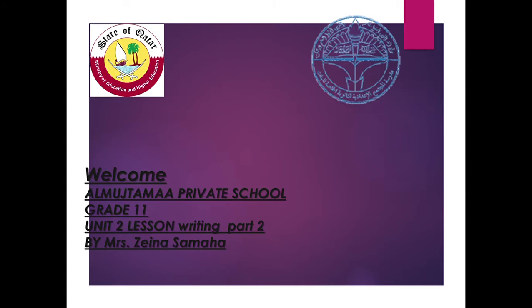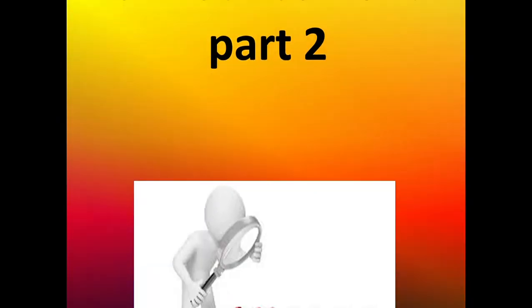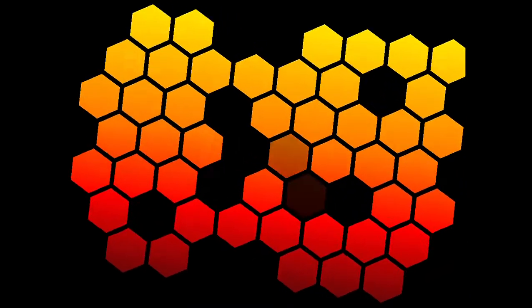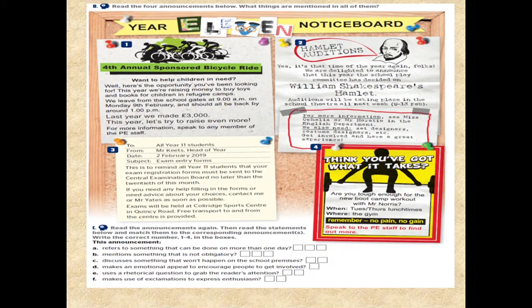Let's continue our lesson, writing part 2. Announcement. Our value for this week is honesty. Have a look at the 4 announcements on page number 32 in your student book. Read them well.